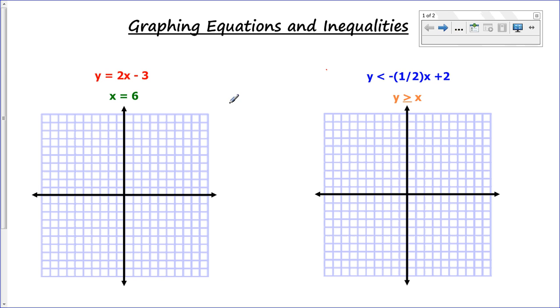So I'm going to quickly go through graphing equations here. I've got two of them. We have y equals 2x minus 3 and x equals 6. Quick recap, I know you should all know this by now. This is the y-axis, that's the x-axis.